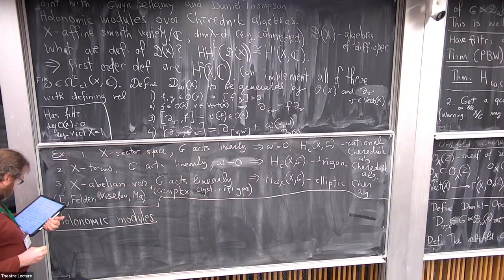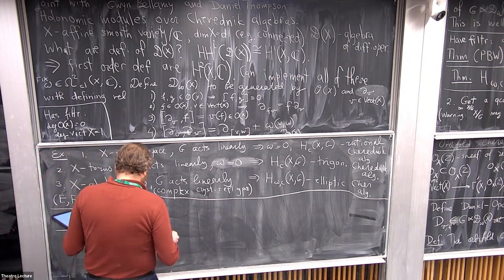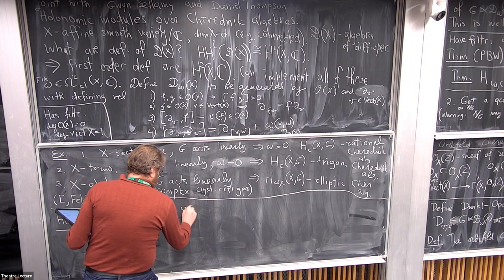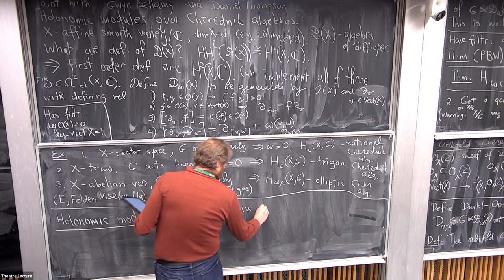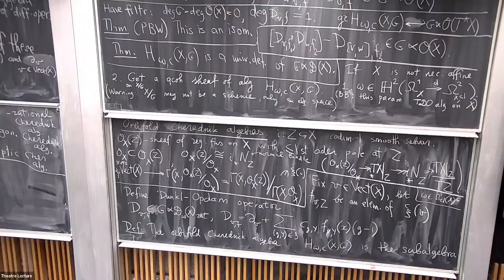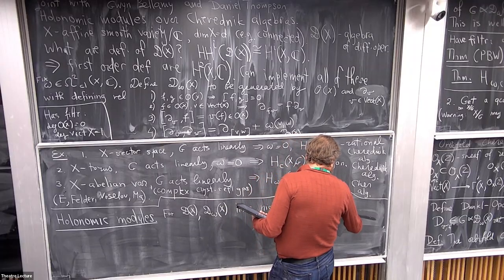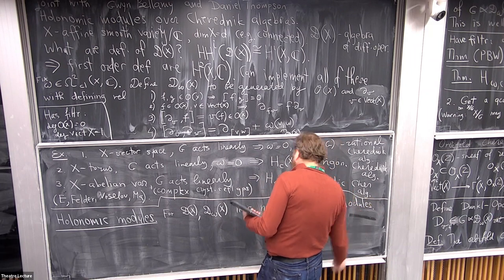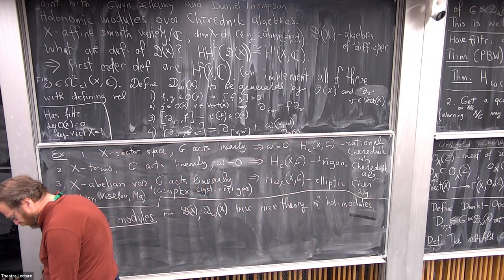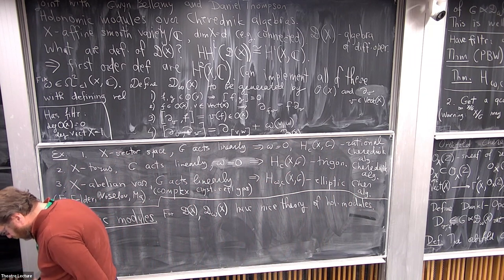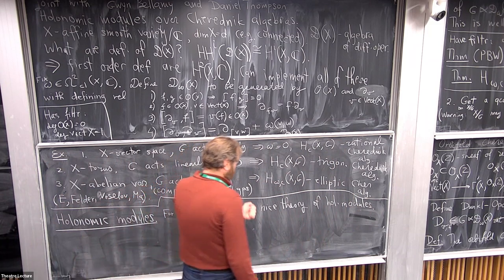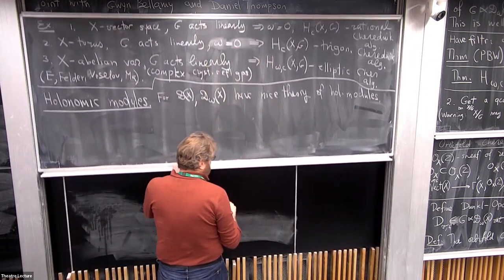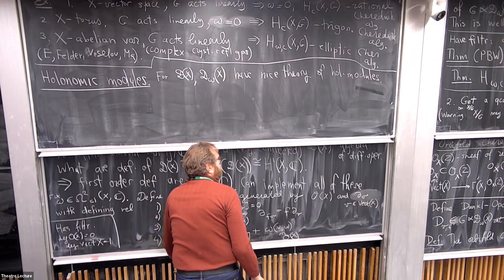All right, so let me talk now about holonomic modules. For algebras of differential operators and also twisted differential operators, we have a nice theory of holonomic D-modules. There is some formalism of six functors which we want to generalize. But one of the important notions in this theory, which allows you to define holonomic modules, for example, is the notion of singular support.